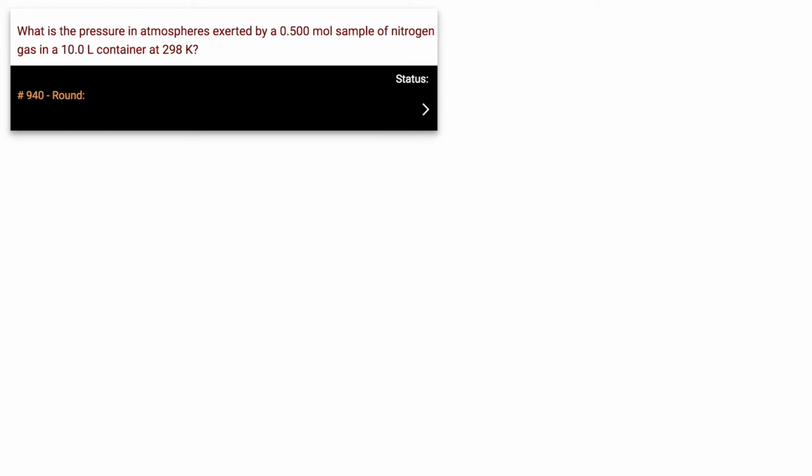Okay, this is an ideal gas problem where we are given moles, volume in liters, and temperature in Kelvin. The question reads, what is the pressure in atmospheres exerted by a 0.500 mole sample of nitrogen gas in a 10-liter container at 298 Kelvin? Now this problem requires the equation PV equals nRT.